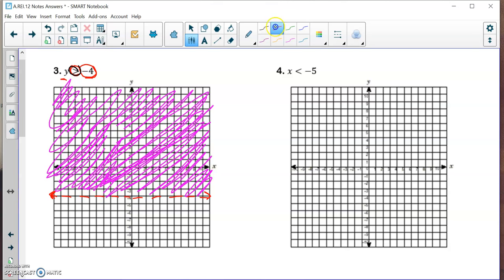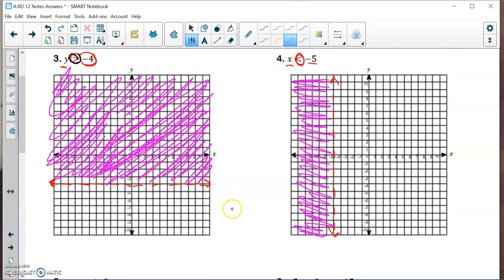And you don't have to completely shade it in, just kind of roughly shade. All right, looking at number 4, this time I have x is equal to a number. So if y is equal to a number is a horizontal line, then x is equal to a number would be a vertical line. This would be a dotted line, and it's going to go through -5 on the x-axis. Now I have x is less than. Less than means I shade below, which in fact is towards the left of a vertical line. So like this. And you could have tested a point to check. But these are your two graphs for that one.